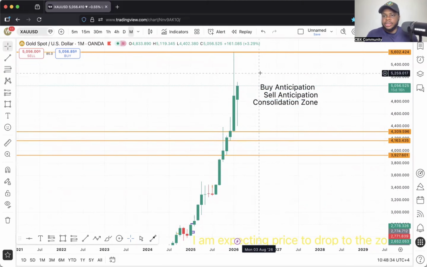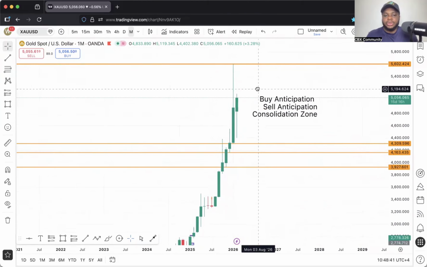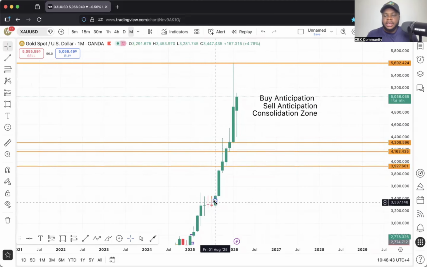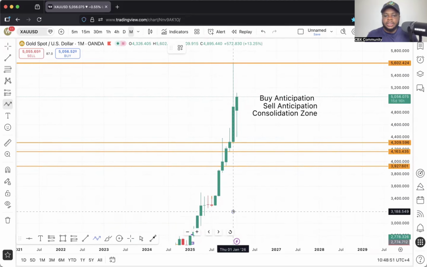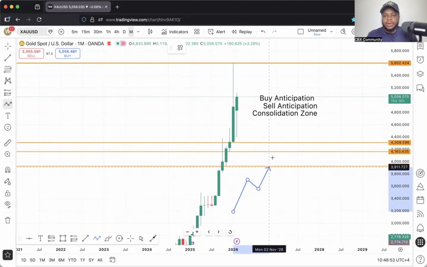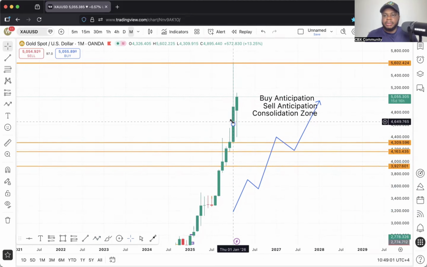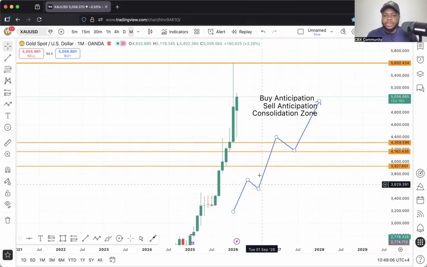So looking at the condition of the month market structure, we are in an uptrend. The reason why I say that we are in an uptrend is because we have a bullish candle, and a bullish candle, and another bullish candle. You guys know that the movement of an uptrend is higher high, higher low, higher high, higher low, and higher high.